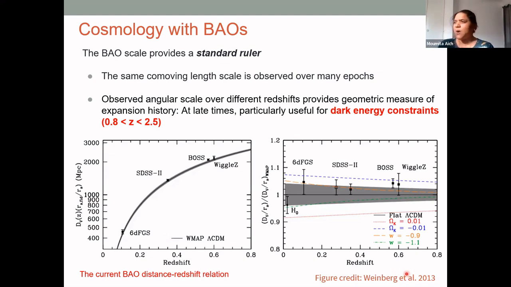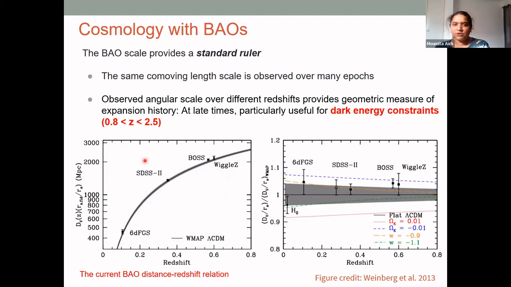Okay, so this is just a figure from 2013. So this is a bit old, but this illustrates quite clearly the current BAO distance-redshift relation, which you have from different experiments like SDSS, BOSS, WiggleZ. And so this is basically why we are looking at BAOs to measure dark energy constraints, because that's what HIRAX is going to do.